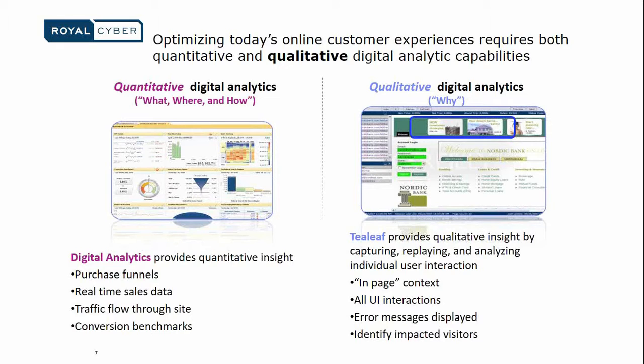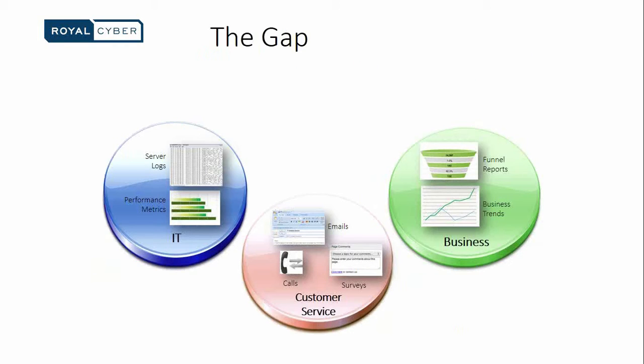Yes, you can see that dip, but with Tealeaf you can see why it happened, so that you can quantify the number of users with that specific reason, and you can also quantify the impact of that particular issue. Moving on, if you look into traditional web analytics, these are the three teams which will be responsible for maintaining your application and monitoring whether the application is performing well, good, bad, or worst.